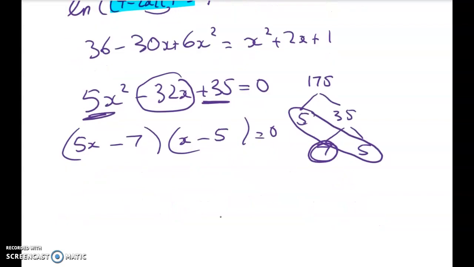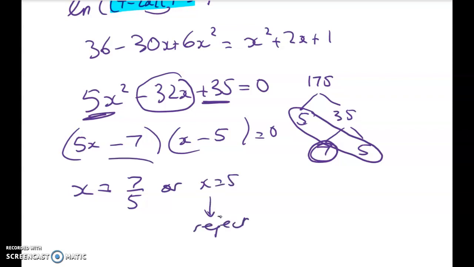Anyway, if you're watching this, hopefully you can factorise quadratics. Go watch the video on grouping if you're a little bit rusty. So we get down to 2 solutions. We get x is equal to 7/5 or x is equal to 5, but we reject this one. So this is the only solution.